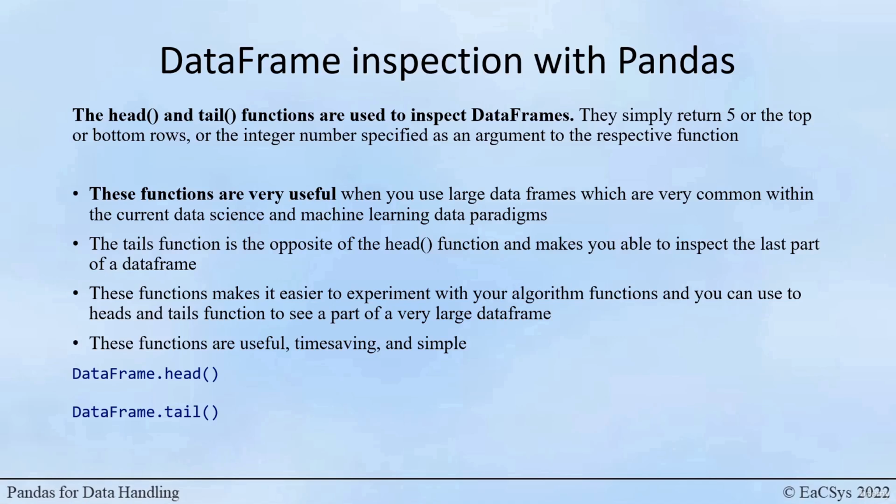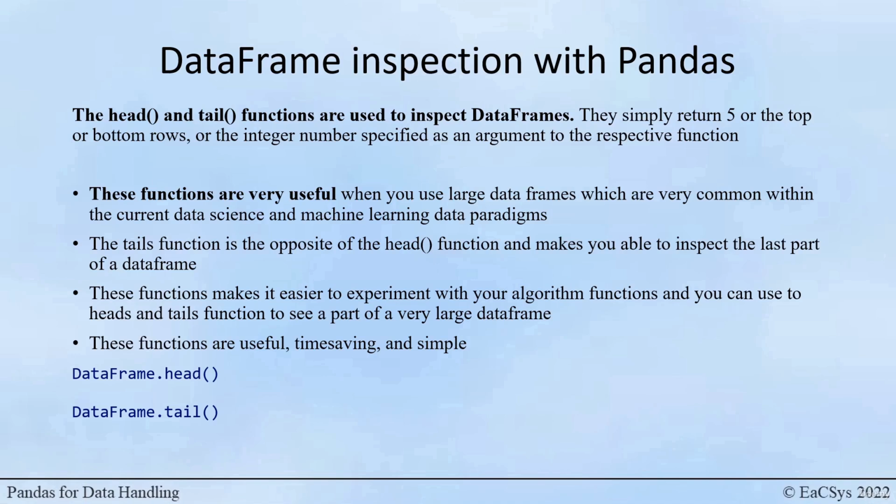The pandas head and tail functions are very useful when you use very large data frames, which are very common within the current data science and machine learning data paradigms. The head function displays the top part or first n rows of a data frame. The tail function is the opposite of the head function and makes you able to inspect the last part of a data frame, or the n last rows of a data frame.